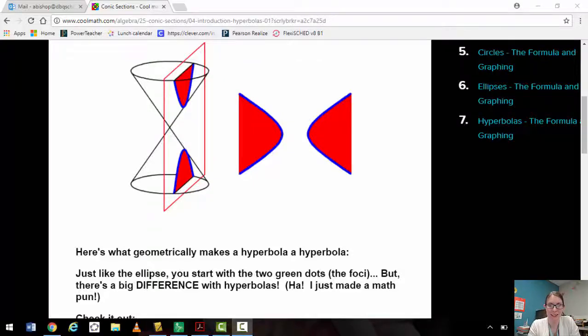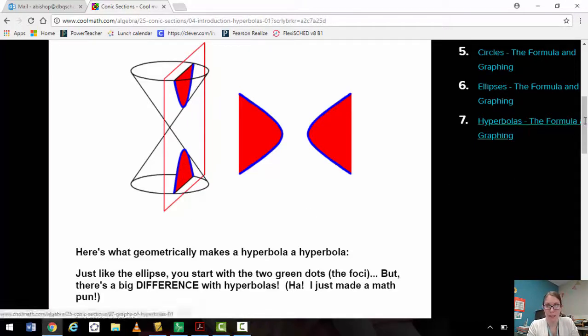Our last conic section we have to work with is the hyperbola. And up on my computer right here, this just kind of shows you again how we get that hyperbola shape. We have our double cone here, and then we slice vertically, and that gives us a parabola at the top and at the bottom. Together, we have our hyperbola.